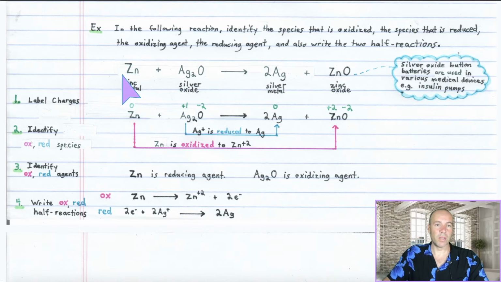So you start with neutral zinc, so that's zinc metal, and you react that with silver oxide, this is an ionic compound, and that forms silver metal and zinc oxide. Now this chemical reaction right here is used to form silver oxide button batteries, which are used in various medical devices like insulin pumps. So I'll show you an insulin pump here.